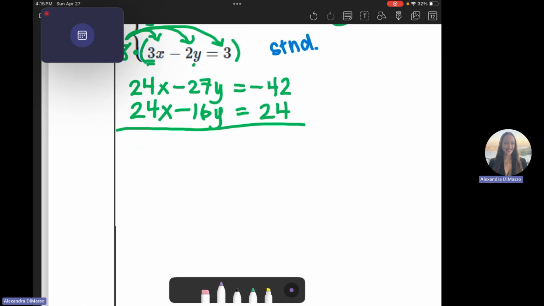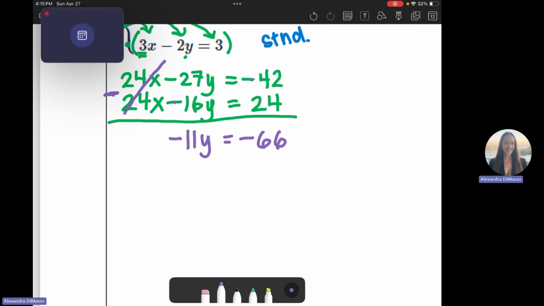And now this is just a one-step equation where I want to get y all by itself. And the only way to do that is to get rid of that coefficient in front of the y. So this is negative 11 times y. The inverse or opposite of multiplication is division. So I divide the left by negative 11, and whenever I do it on one side of the equation, I have to do to the other. I am left with y equals positive 6.